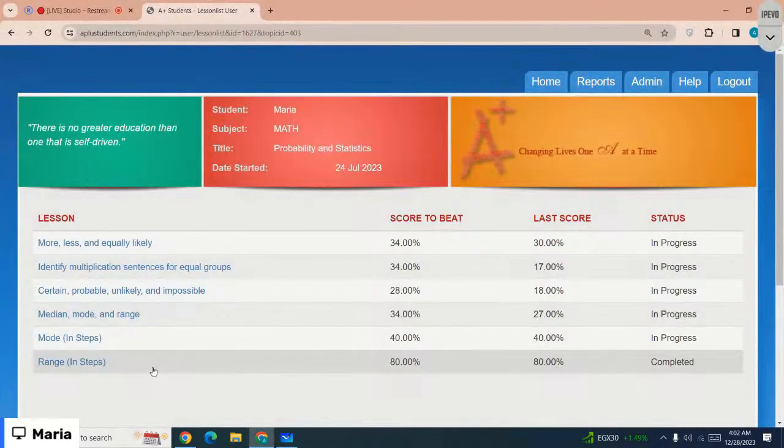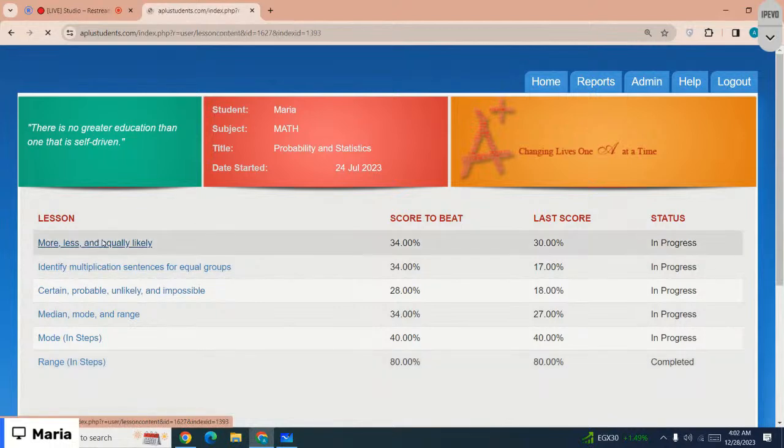I'm on grade 2 math. Let's just start with the chapter probability and statistics. We're going to start with the first lesson, that is more, less, and equally likely.